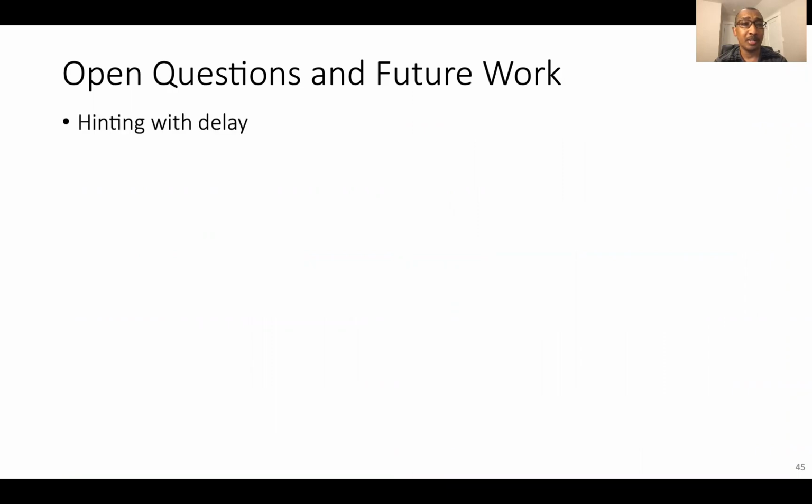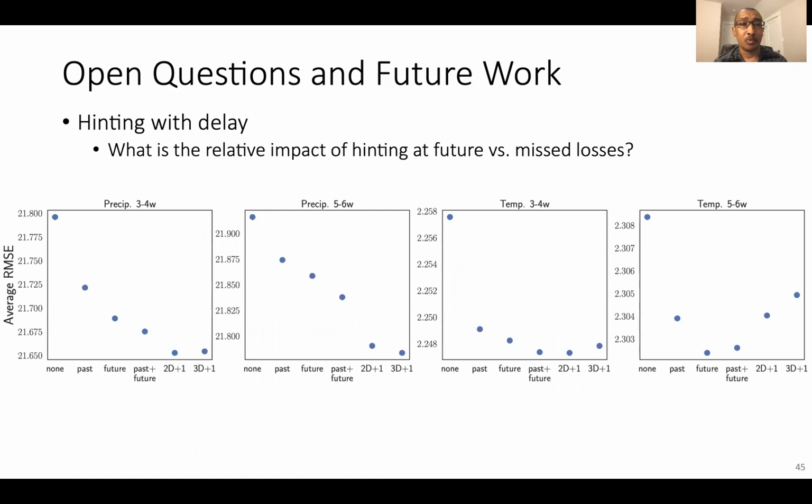First, regarding hinting with delay, a great question is, what is the relative impact of hinting at the future versus hinting at missed losses? In the appendix of our write-up, we do a small exploration in this regard. I'm showing you a plot from that exploration here, showing how much your RMSE decreases for each of our forecasting tasks when you just hint at the past, when you just hint at the missed losses, when you just hint at the future losses, or when you hint at past plus future. You can see very interesting patterns there, but I think much more work is needed in that regard.